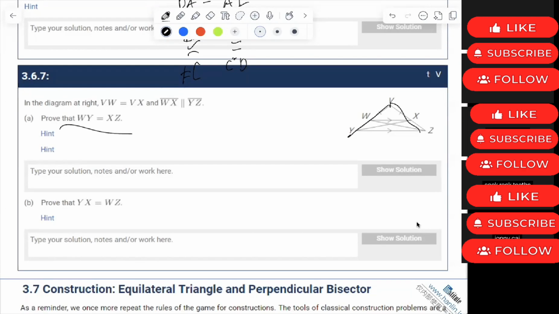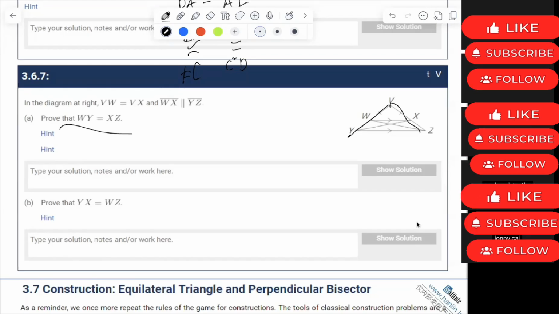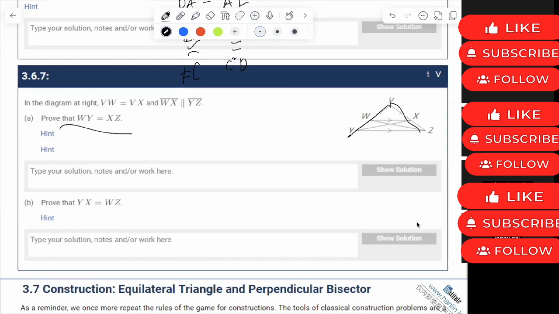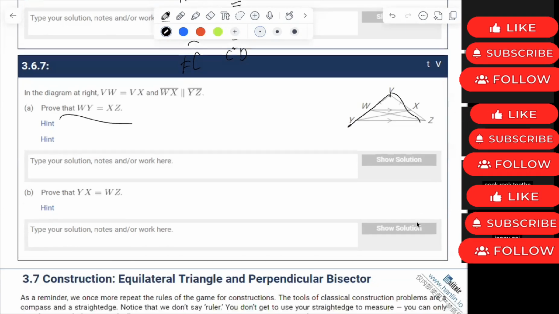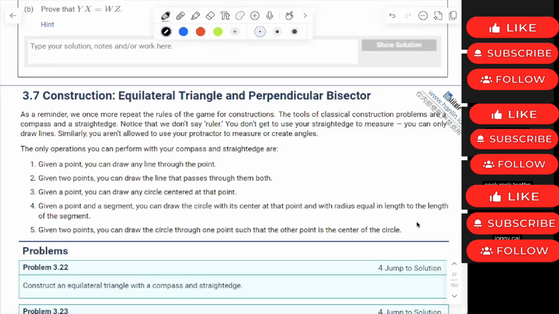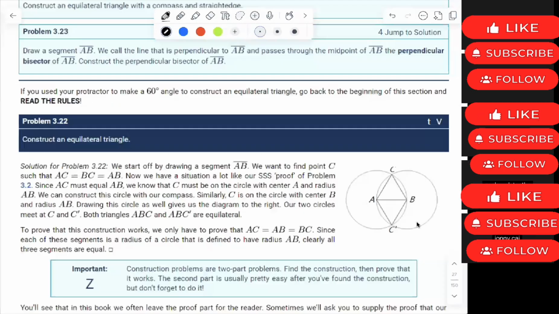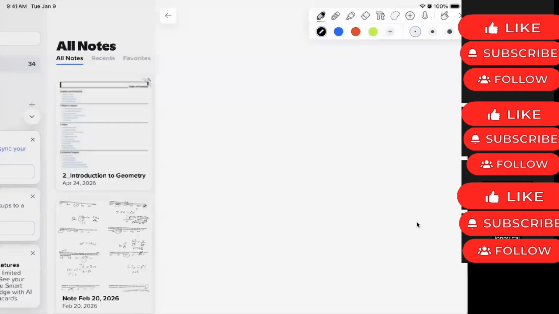YX is equal to WZ in a similar fashion. Right? You can prove the congruency between WVZ and YXV. Now we want to go over construction. How do we construct this? Well, you can construct an equilateral triangle using two circle intersections.